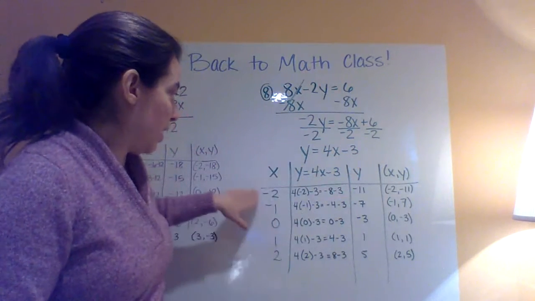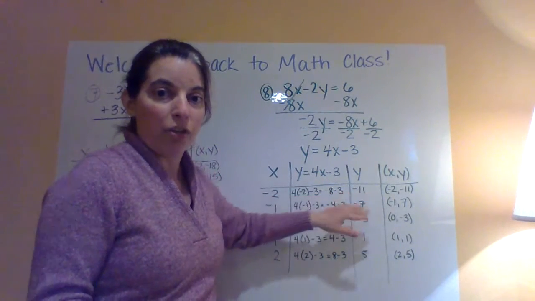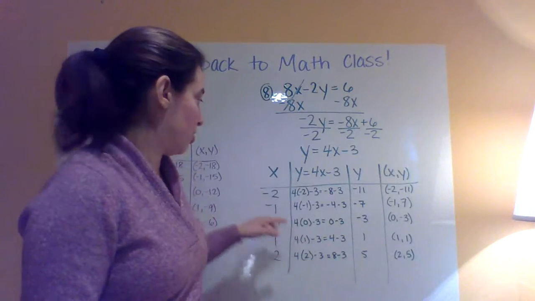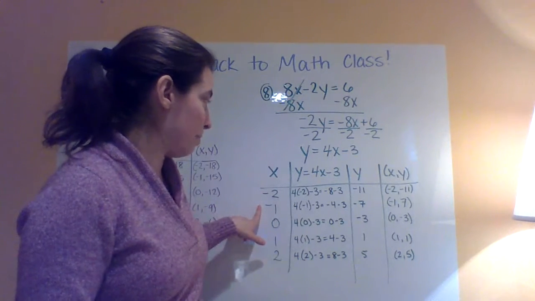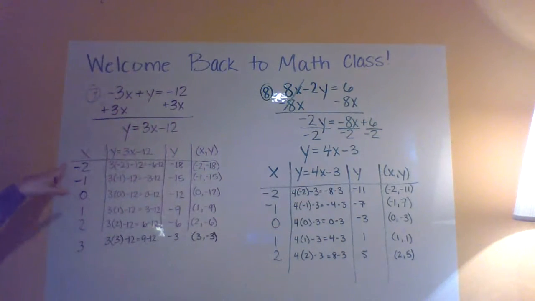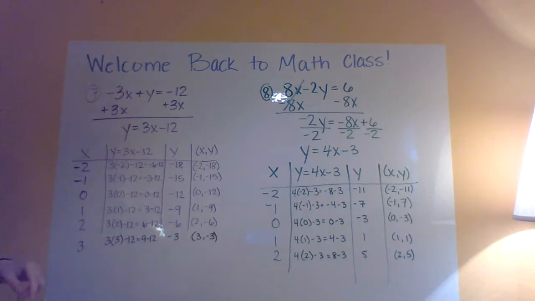Again, we do the work. In this case, only this first one is going to be too low for our graph. So we can go ahead and graph all of these. And again, notice that there's a pattern here. In this case, every time x goes up by 1, y goes up by 4, all the way through your chart. Here, every time x goes up by 1, y goes up by 3.